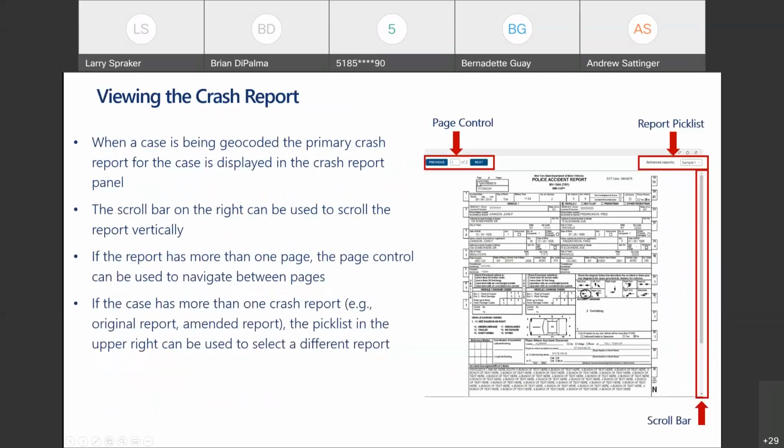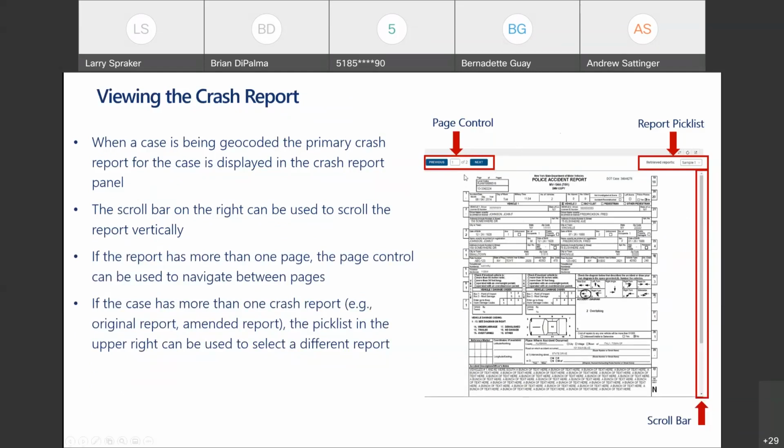Viewing the crash report just quickly, and I'll go back in and show you this. When a case is being geocoded, the first report that displays is sort of the primary report. Remember, we can have more than one report: motorist reports, police reports, amended reports, etc. Those of you that use LCDE are familiar with that concept.